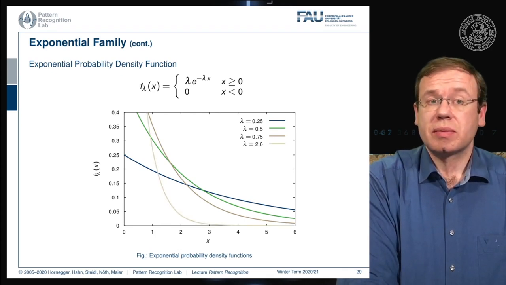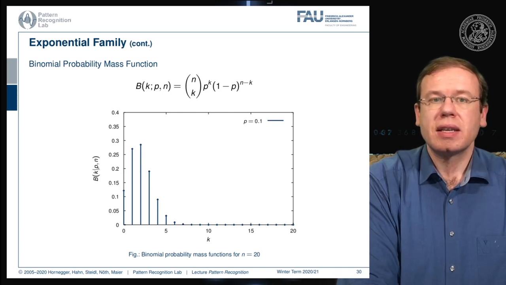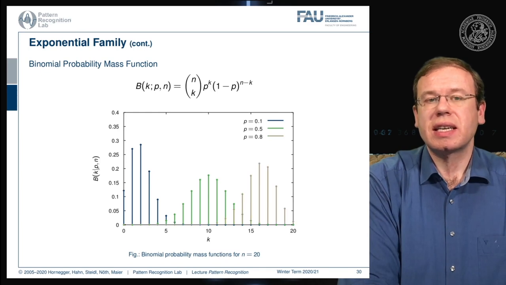Well, not just the exponential probability density function follows the exponential family, but also the binomial probability mass function that is given here as n choose k, p to the power of k, 1 minus p to the power of n minus k. And you see these are repeated experiments. So for example, the coin toss that we talked about earlier. So if we have the classical Bernoulli experiments or multinoulli experiments, they will follow very similar probability mass functions. And here you see different instances of the binomial probability mass function.